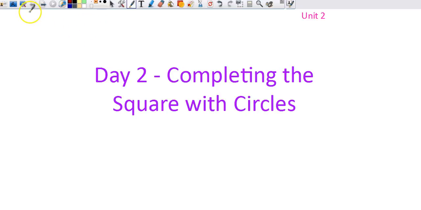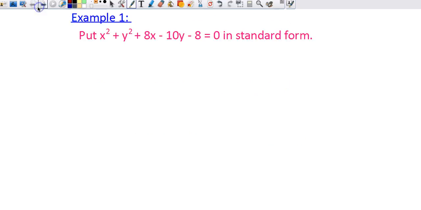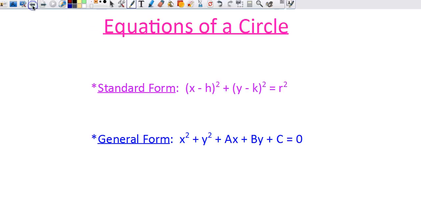Yesterday, for day 1, hopefully you recall the formula for the standard form of the equation of a circle: (x - h)^2 + (y - k)^2 = r^2. What we're going to do with it today is look at it a different way.